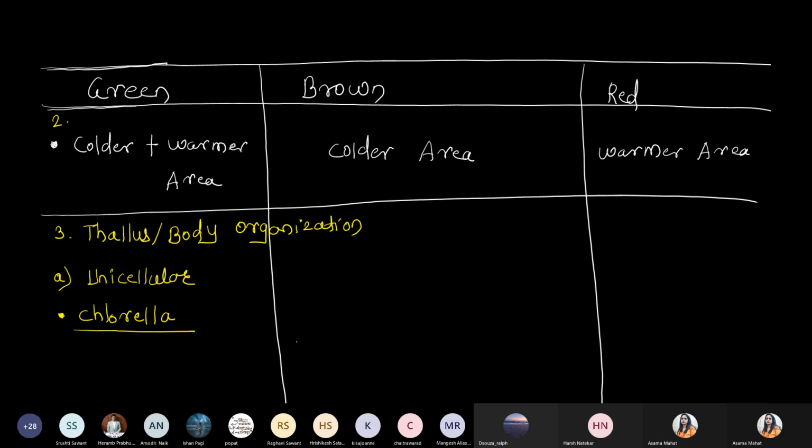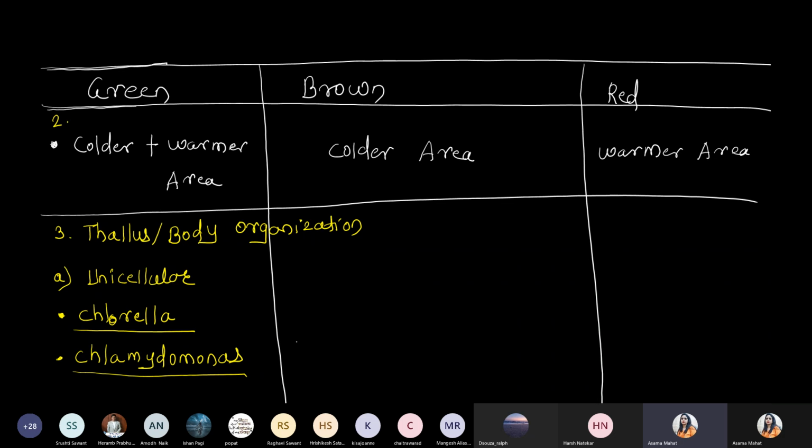Underline. And the second example, Chlamydomonas. Okay, so again underline the Chlamydomonas. First example we'll discuss, that is Chlorella, and the another example, that is Chlamydomonas. So these are the two examples which come under unicellular body organization.